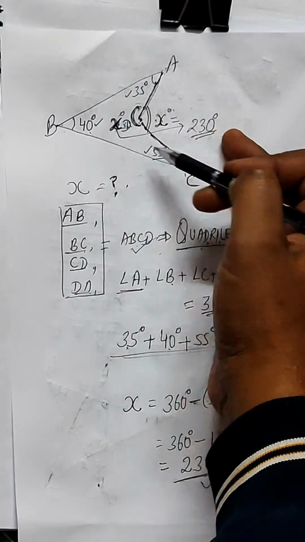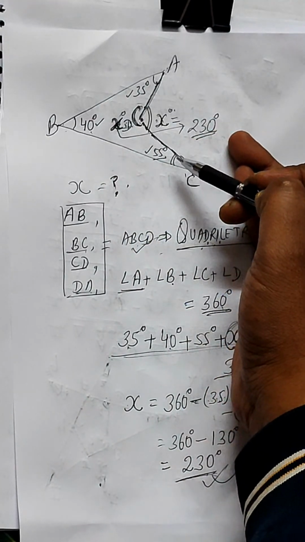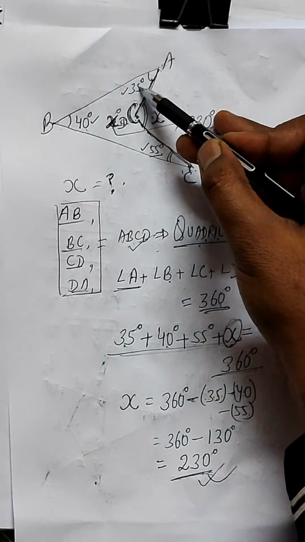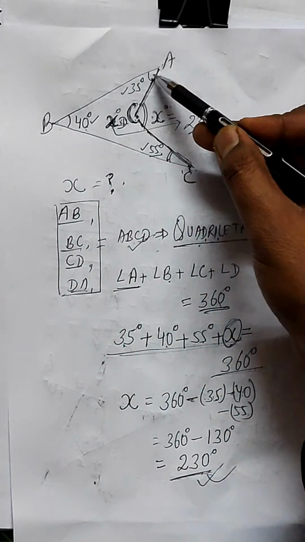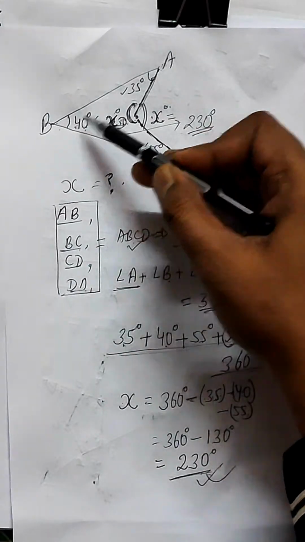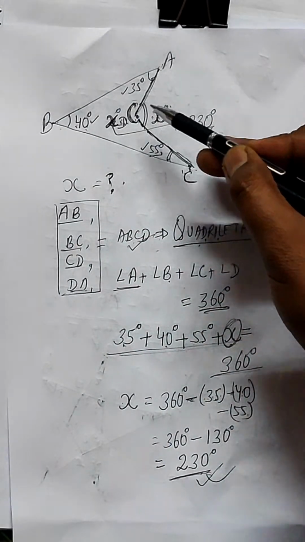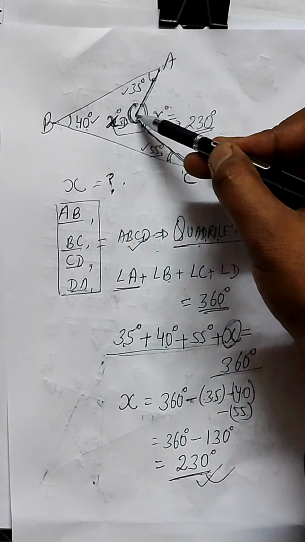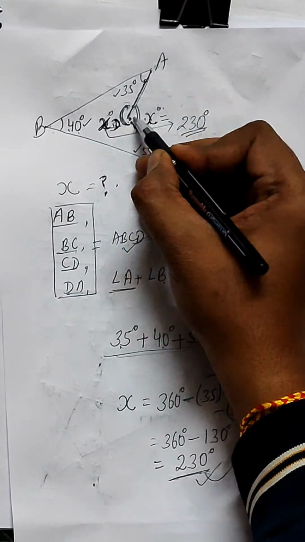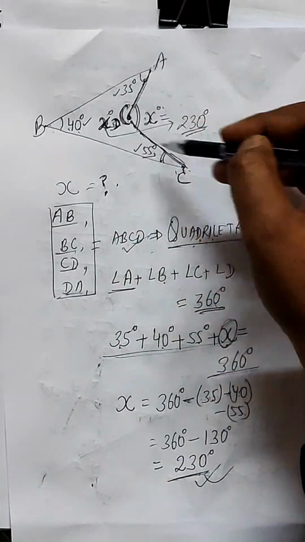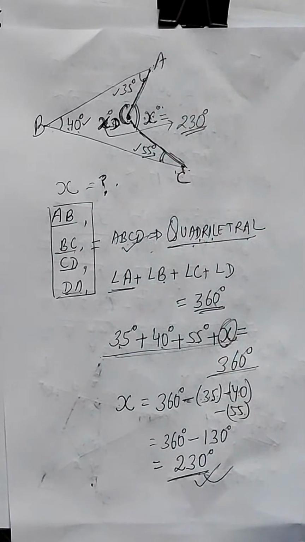Where this figure is given as shown, ABC, where these angles 35 degrees, 40 degrees and 55 degrees are given. So let's say angle A is 35, angle B is 40, angle C is 55. We need to find out the value of angle ADC. See here, it's D. D is in the center, this one. So ADC, that means this x degree needs to be calculated.